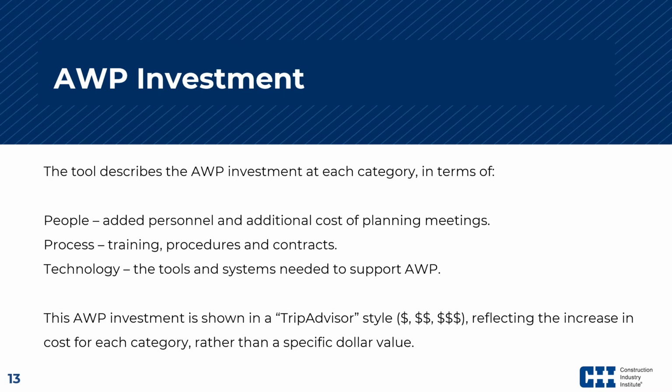AWP investment. The tool describes the AWP investment at each category in terms of people, where we look at added personnel and additional cost of planning meetings, process, training, procedures and contracts, and technology, the tools and systems needed to support AWP. This AWP investment is shown in a TripAdvisor style, reflecting the increase in cost for each category rather than a specific dollar value.